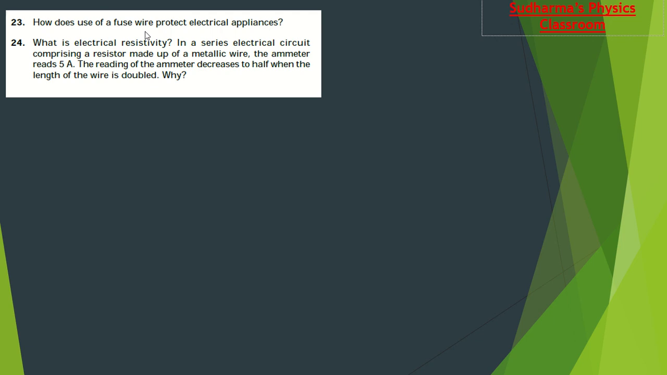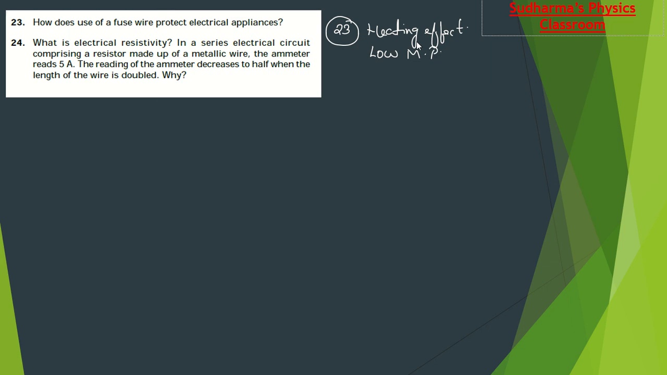How does the use of fuse wire protect electrical appliances? In a short answer question, we have to mention the keywords for this answer. A fuse wire works on Joule's heating. Fuse wire works on the heating effect of electric current. This is important: heating effect. It works based on the heating effect of electric current. And fuse wire will have high resistance and low melting point.